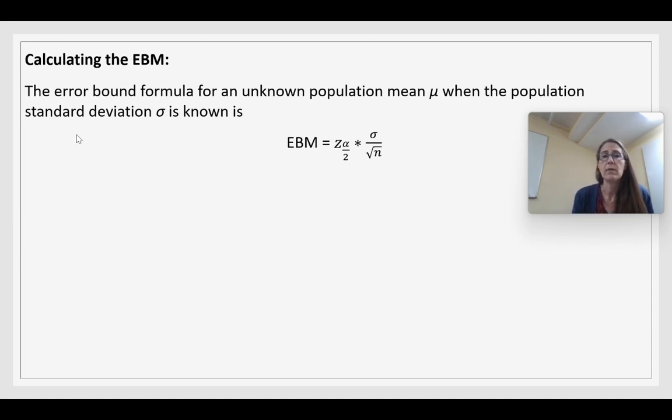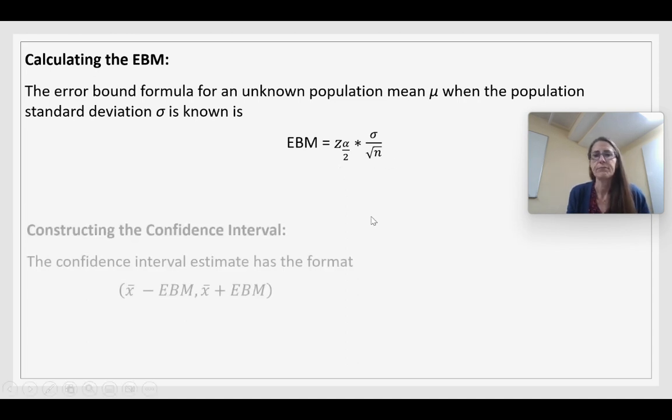So when we calculate the EBM, the error-bound formula for an unknown population mean mu, when the population standard deviation sigma is known, is that z-score we just calculated times sigma divided by the square root of n. That's going to be our sample standard deviation, and that is because of the central limit theorem. So you need to remember or take a note that the error bound for our mean, the EBM, is the z-score we calculate for the specific confidence level times that standard deviation.